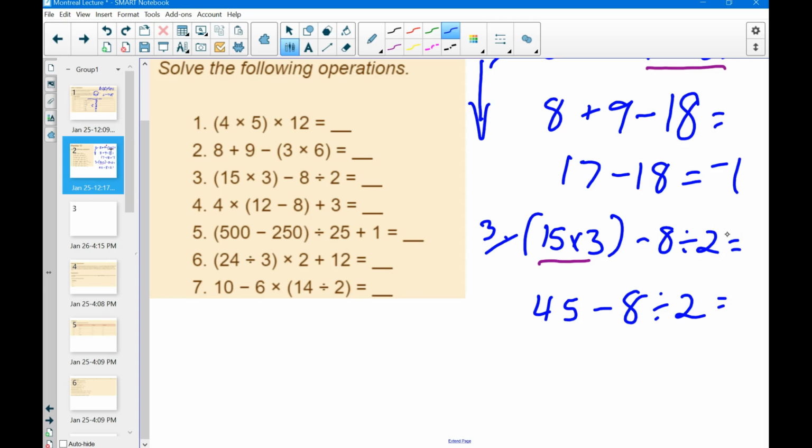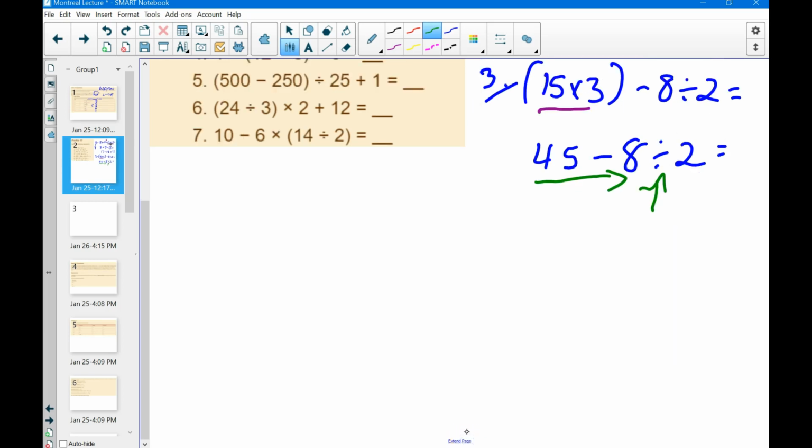So, again, going from left to right, your initial thought is that you might want to do the 45 minus 8 first. But that's not what you've got to do, because what happens first? It's going to be division. It's going to come next, because division comes before addition and subtraction. So now we're going to have 45 minus 8 divided by 2, which is 4, and that's going to equal 41. Perfect.